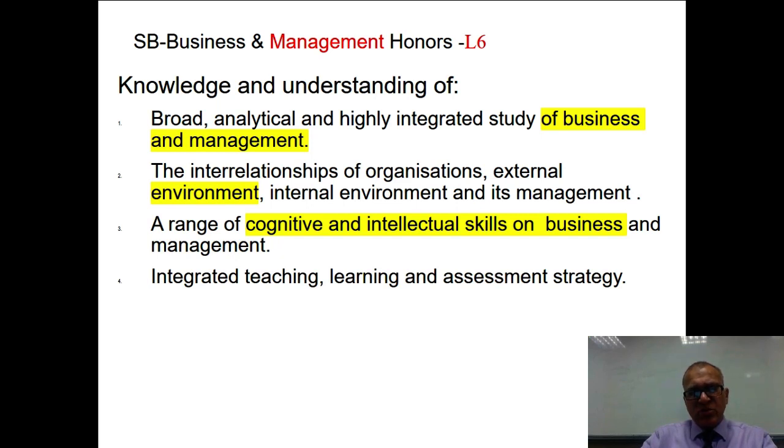This sets the benchmark. Similarly, if it's a program in computing, you will have similar knowledge and understanding, but the subject will change to computing, and the environment and other things will also change. If it's a degree related to hotel management, similarly knowledge and understanding will change, but it's a definite, defined benchmark for a particular subject line of study.